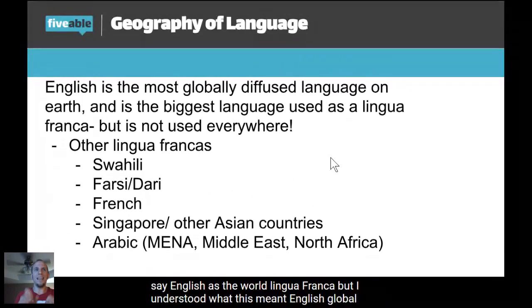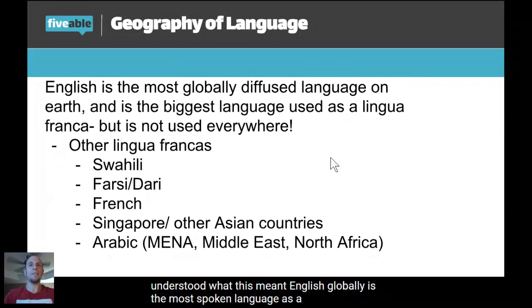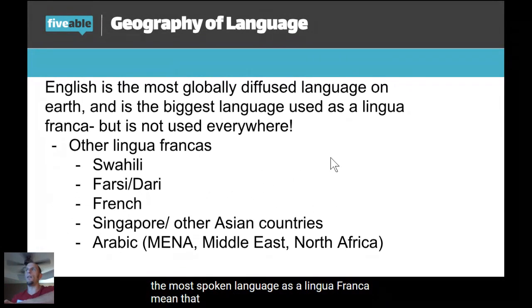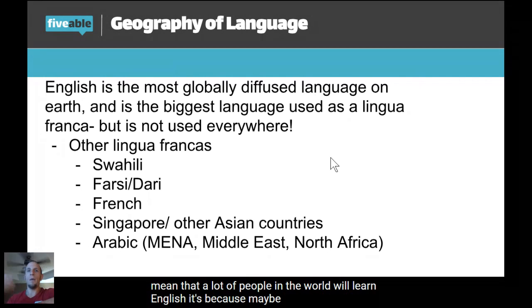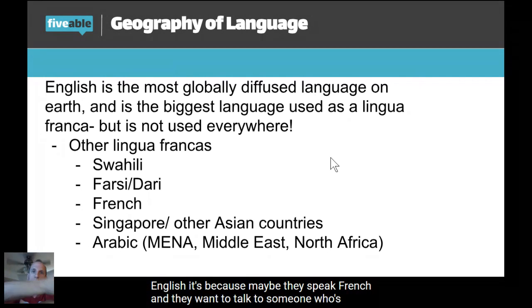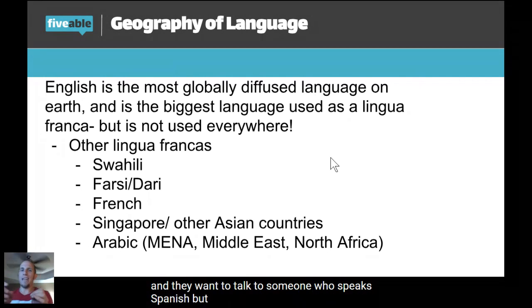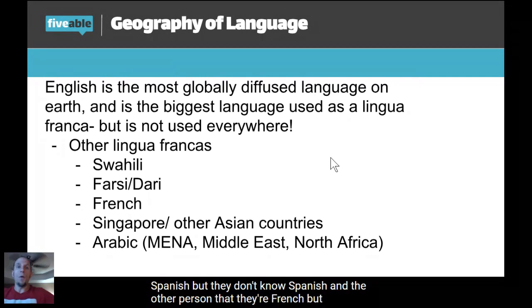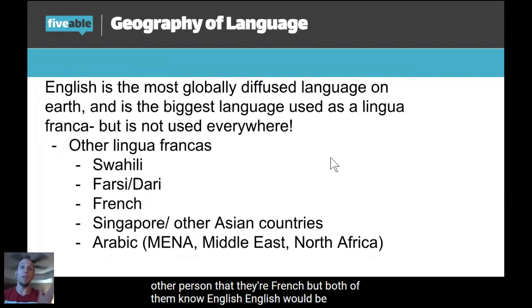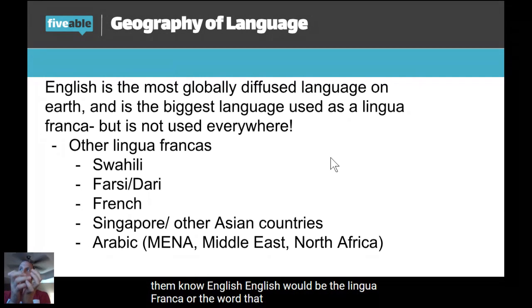English globally is the most spoken language as a lingua franca, meaning that a lot of people in the world will learn English. Maybe they speak French and they want to talk to someone who speaks Spanish, but they don't know Spanish and the other person doesn't know French, but both of them know English. English would be the lingua franca, the language that is used as a common language.